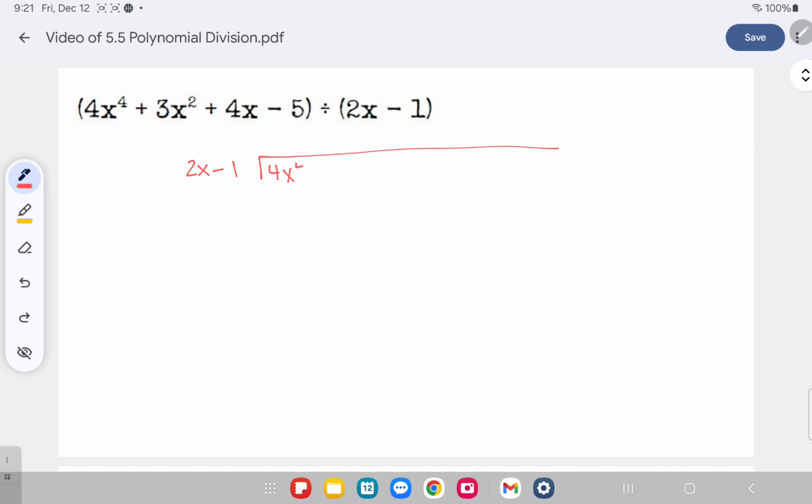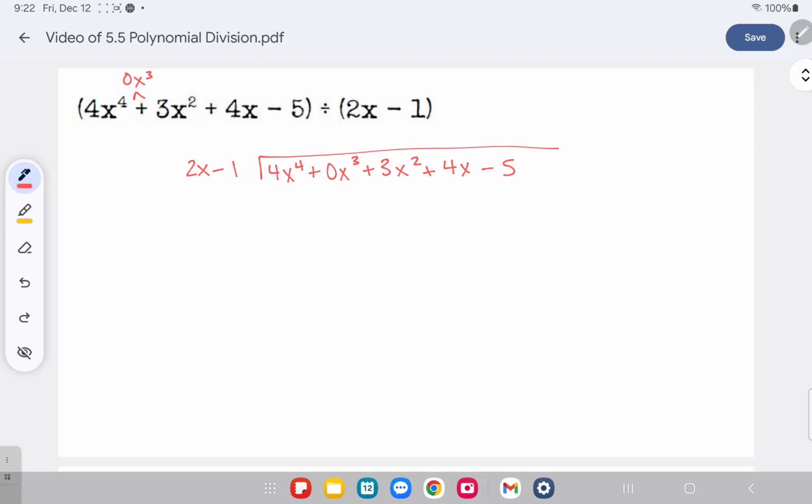One thing you'll want to do is anywhere a term is missing in your polynomial, so this is a fourth degree polynomial, but the x cubed term isn't there. It's 0x cubed. 0 would be the leading coefficient. I do want to include that when I set this up. So anytime one of the terms is missing, still include it with a 0. That'll make our division a lot easier.